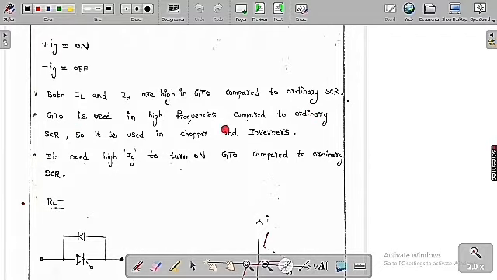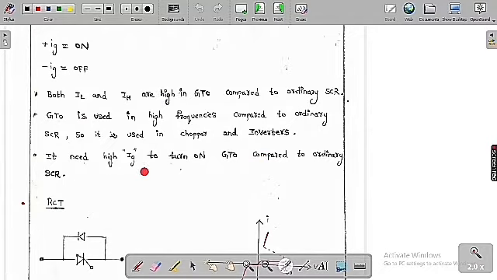GTO is used at high frequencies compared to an ordinary SCR, so it is used in choppers and also inverters. So GTO can be used in high frequency applications, whereas the SCR we can use in normal frequency applications only. Because of this reason we use the GTO as a switch in choppers and inverters, because there we need high frequency switches. Because of that reason we prefer the GTO rather than an SCR.